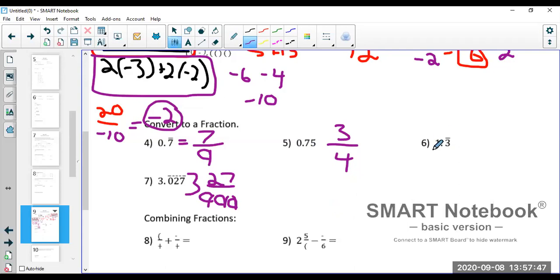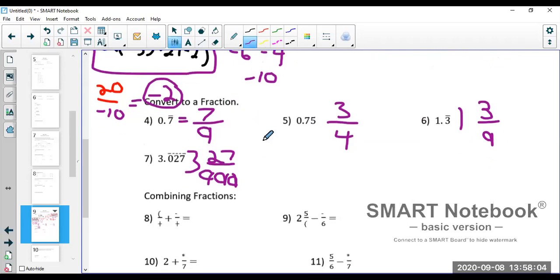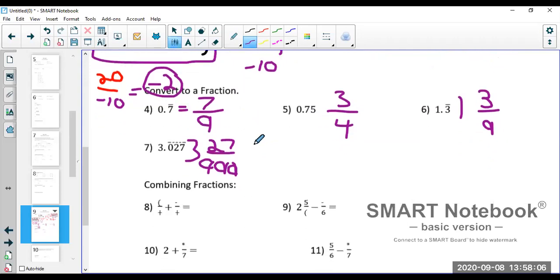Okay. Again, we have a whole number, so that's going to be 1. And we have a repeating decimal. 1 repeating decimal, which means it's going to be over 9. Okay, so that's how we'll convert to fractions. And there's certain rules that we'll look at, and I'll post all those on Google Classroom for you guys.